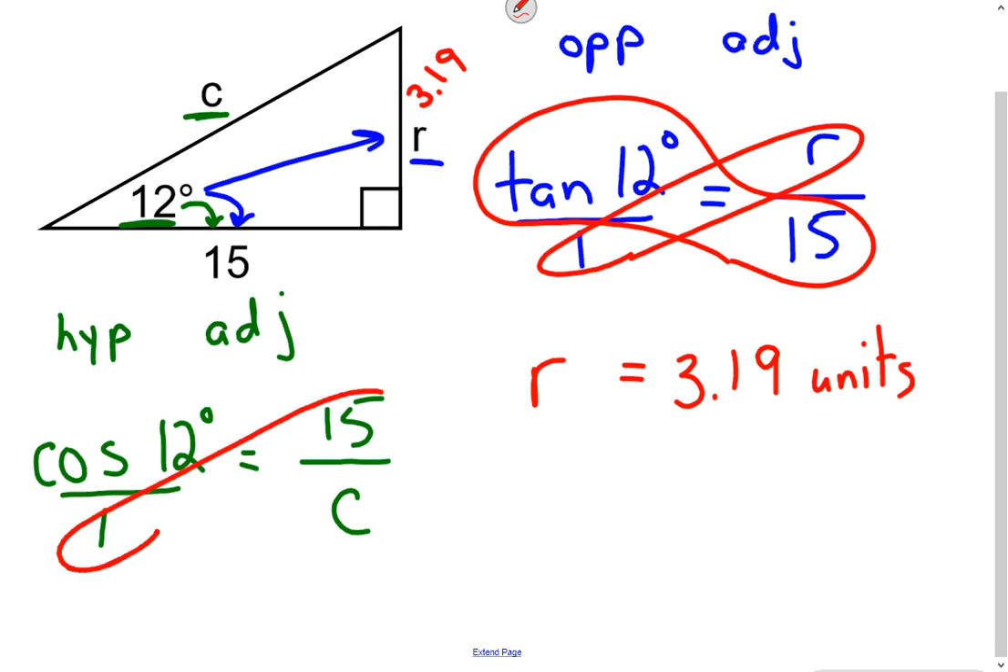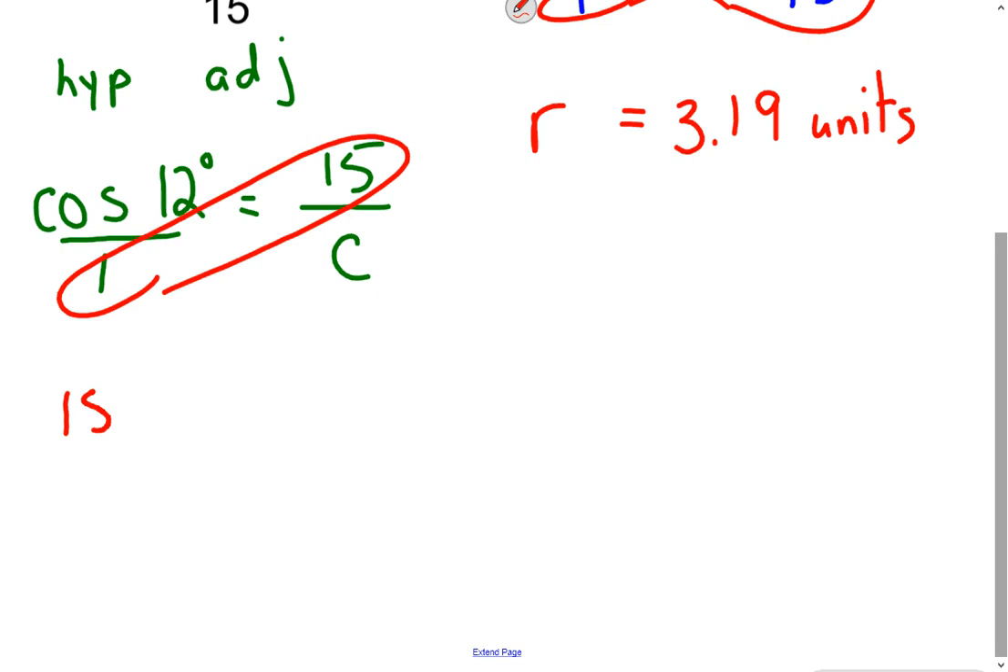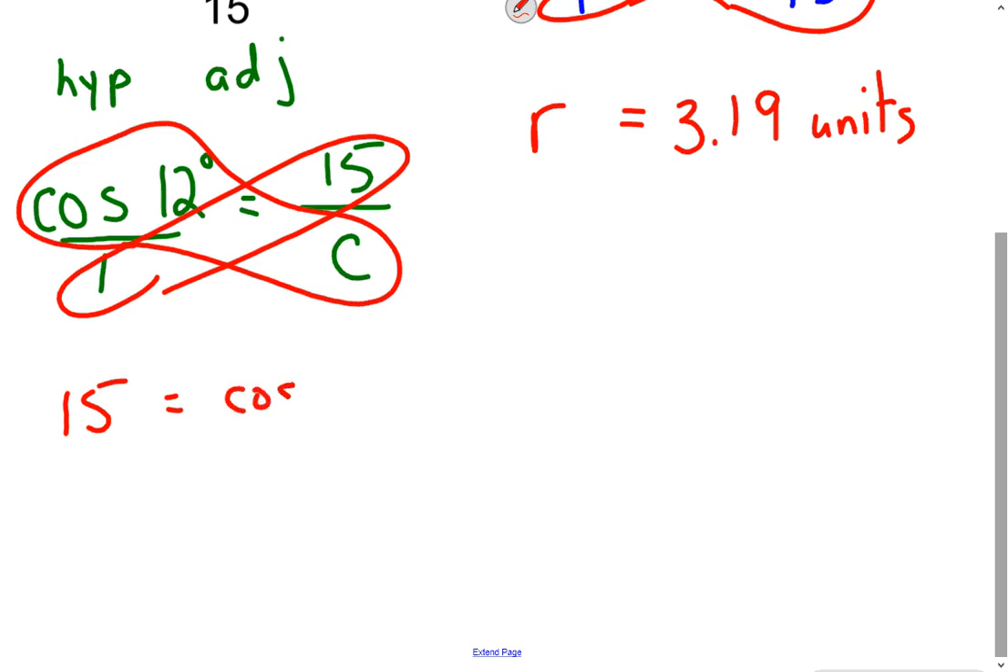Now when I do this, I get 15 that way when I cross multiply. And when I cross multiply this way, well, I get the cosine of 12 times c. Like this. Now, for some of us, that's a little confusing because we're not used to seeing it that way. But again, I look at this and go, remember, this cosine of 12 right here, that's just a number. We could type it on our calculator right now and turn it into that decimal. Okay? So it's like thinking of 15 equals 3c.